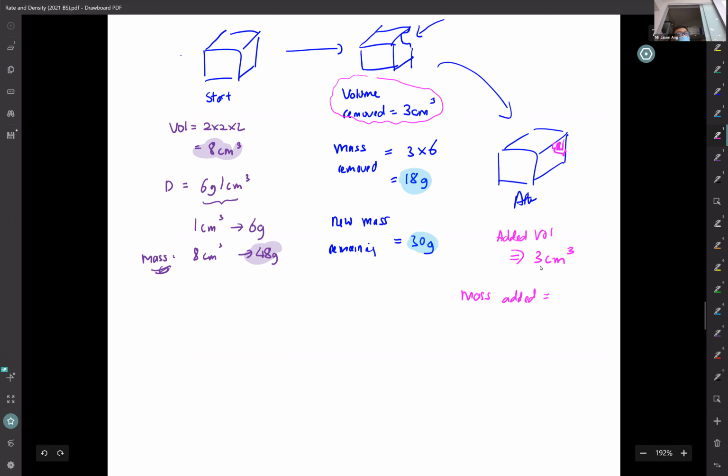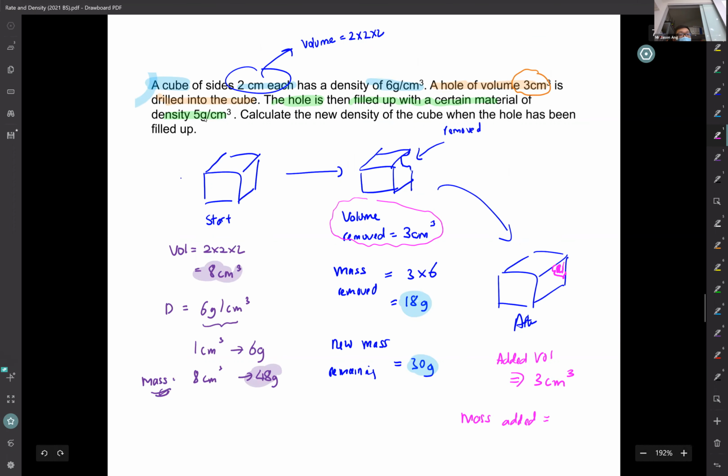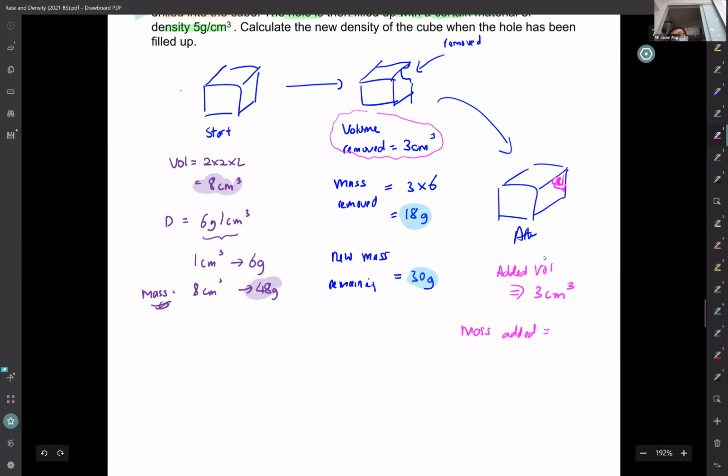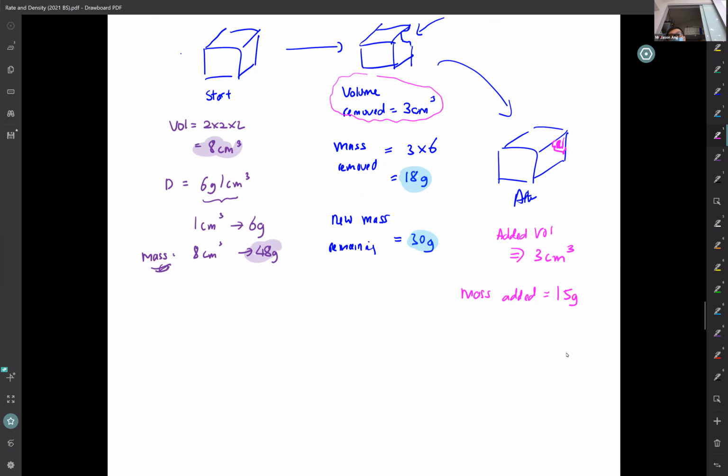What is the mass going to be? This is where you make mistake. What is the density of this material that you're adding in? The density is 5 grams per cm cube. Every cm cube is 5 grams. I have 3 cm cube. So how many grams, how much mass am I adding back in? I'm adding 15. Your mistake is this. You're supposed to add the 15 back to the last remaining mass you had, which is actually 30 grams, so the total is 45 grams. I know why you get 63, because you added 15 to 48.